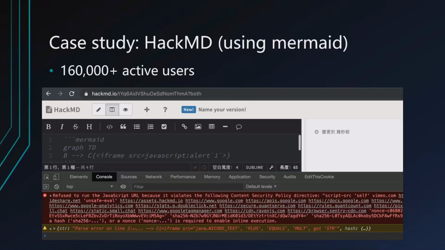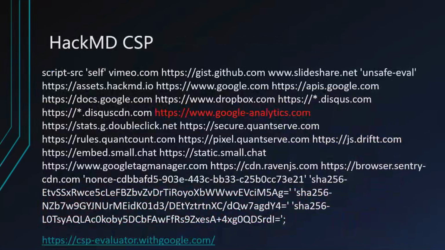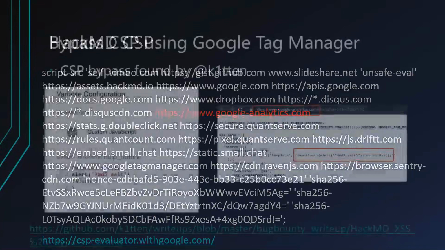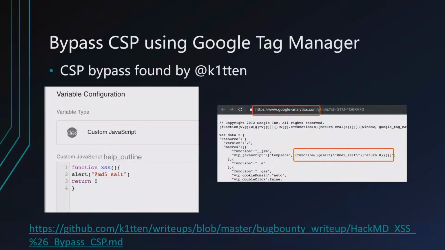We just used the payload from before for Mermaid, but the payload is blocked by CSP. Yeah, we cannot see the alert box here because the CSP just blocks it. And then we checked the CSP. We found an interesting site there, Google Analytics. There is a way of using Google Analytics to bypass CSP by Kitten.